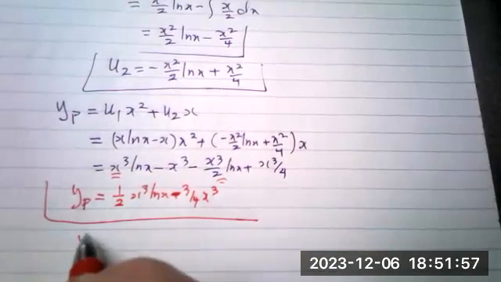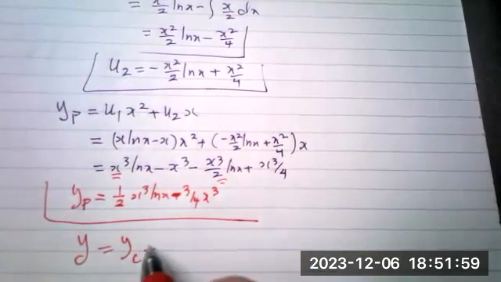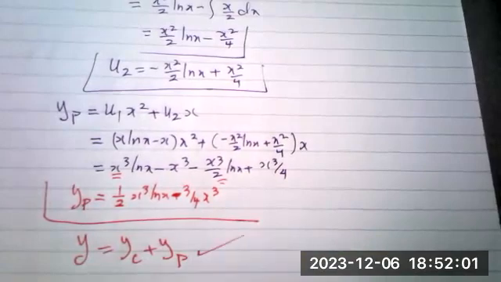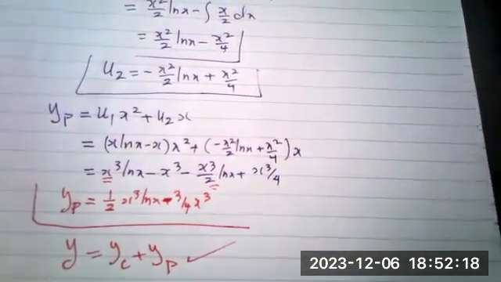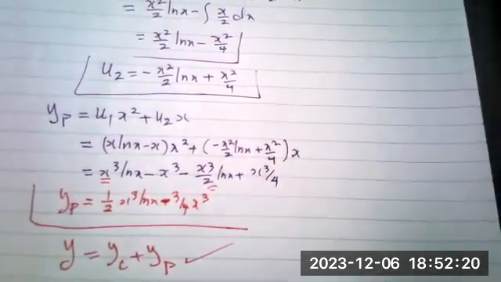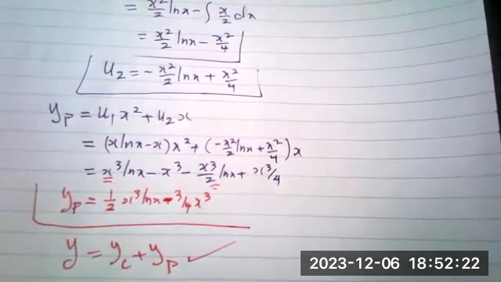Okay, so the final answer, y equal to the yc plus yp. Okay, so that's the Cauchy-Euler equation that we're going to have. Okay, so that makes it question number 4 or number 3 in this case. Okay, any question? Let's do one more, then give you a break.